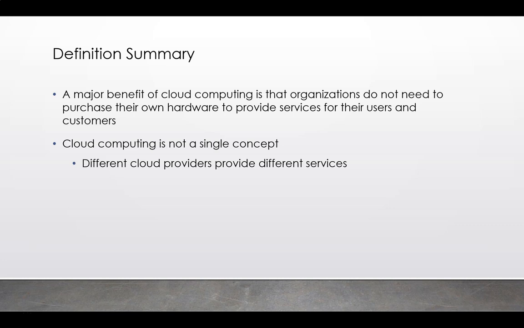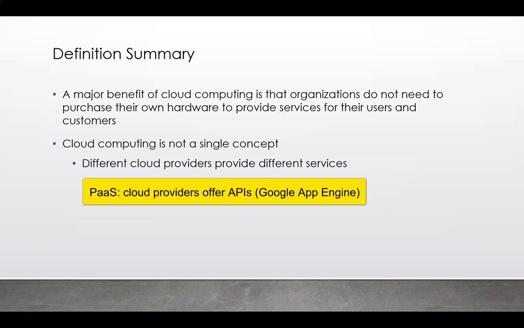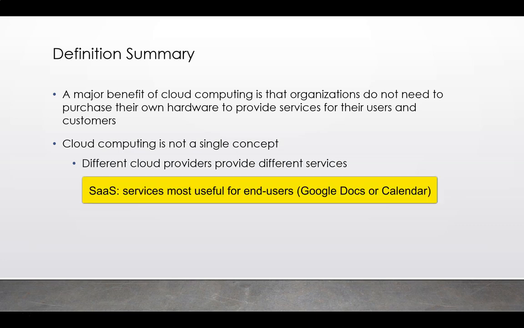Cloud computing isn't a single concept. Different cloud providers provide different services. For infrastructure as a service, we have low-level services like virtual machines, which can be booted with a user-defined disk image. An example is Amazon EC2. For platform as a service, the cloud providers offer an API, a programming interface that can be used by application developers. An example of this is Google's App Engine. For software as a service, services most useful for end users, such as web-based office applications, are available. For example, Google Docs and Calendar.